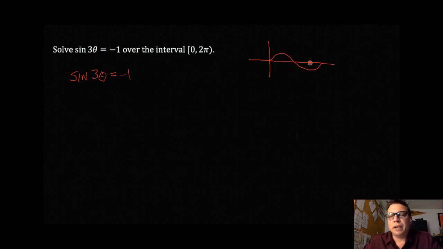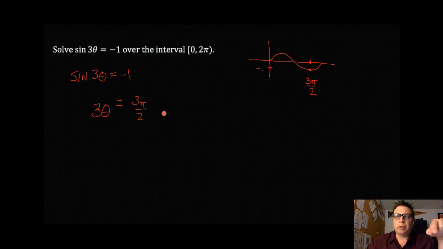Sine would be negative 1 when I'm at negative 1 on the y. So I'm looking my way back. This is at 3 pi over 2. So the sine of this angle is equal to negative 1. And that happens when it's 3 pi divided by 2. So 3 theta equals 3 pi divided by 2. I still have to worry about that recursive formula, so plus 2k pi. I need the interval to be between 0 and 2 pi.